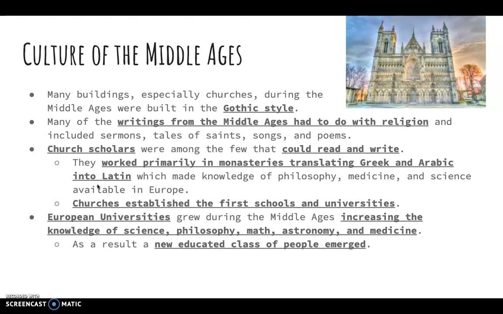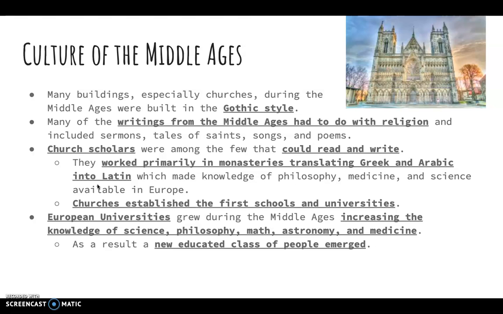We've talked about this before, but the monasteries are going to be the ones that have the reading and the writing, the ability to do those things. So we really see church scholars being the few people who could read and write. A lot of these monks are going to be translating Greek and Arabic into Latin, which makes the knowledge of the philosophy, medicine, and science that the Greeks and the Romans had done available.